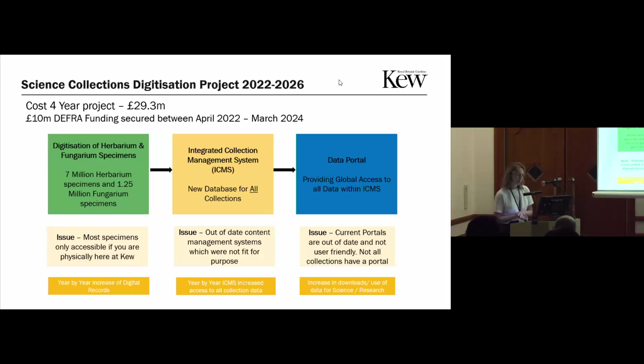Similarly, we have the data portal. So previously, Q's collections didn't have an online data portal where you could search all of the collections in one go. It's still very much in its development phase, and it's not quite there yet, but when it is, you'll be able to search any of Q's collections online from one spot, which will be like a huge milestone for us.